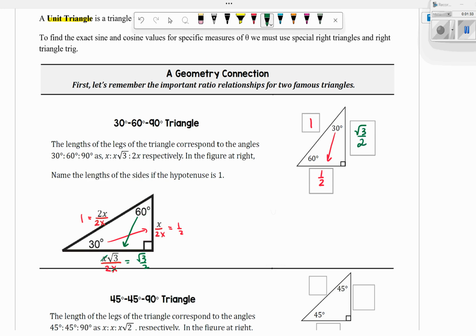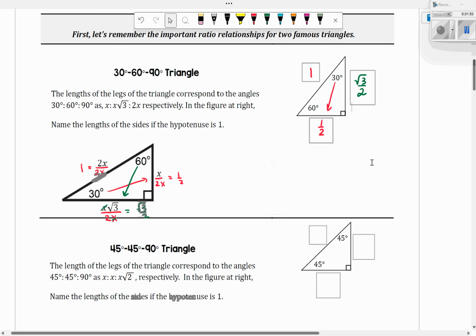So 1/2 is 0.5, and root 3 over 2 is about 0.8. Notice that the 1/2 is across from the smallest angle, root 3 over 2 is across from the 60 in the middle, and 1 is the largest number, which is across from the 90. That's always going to be the case, if that helps you remember which goes with which.